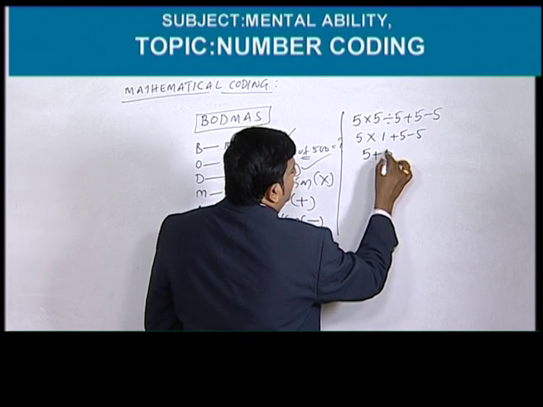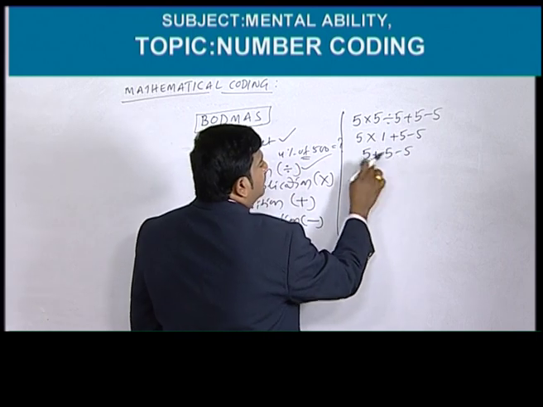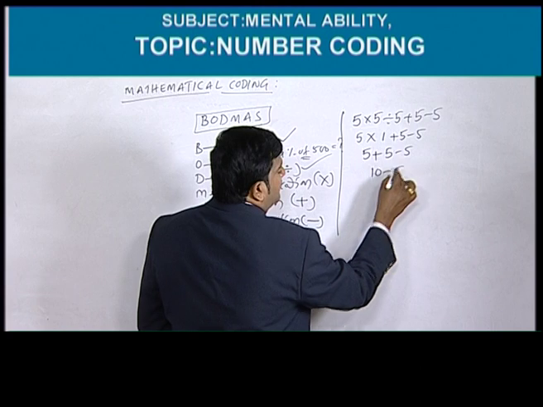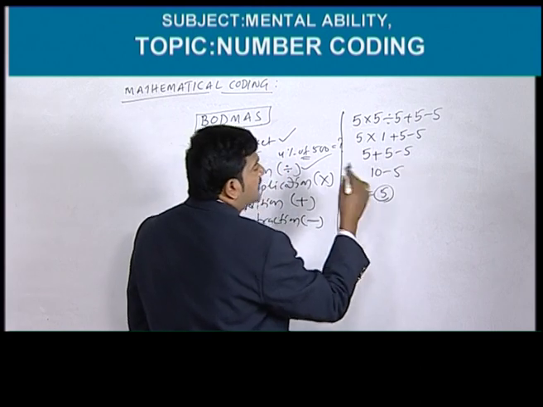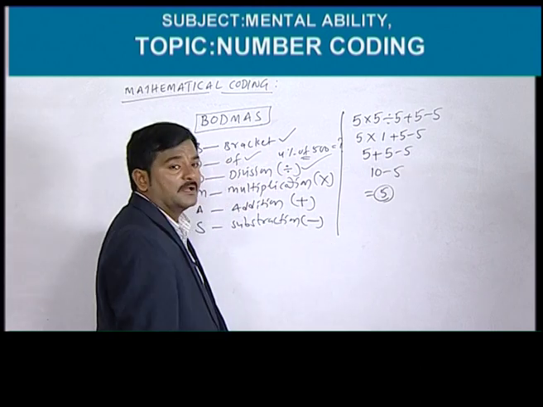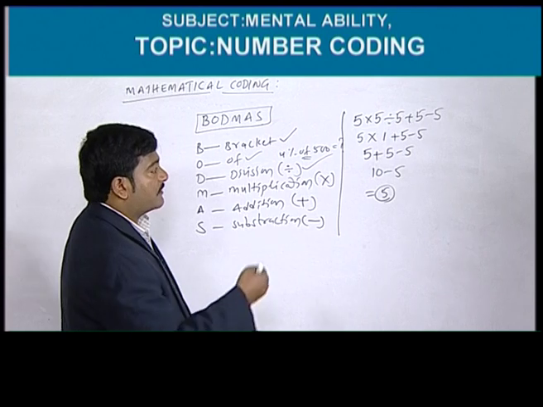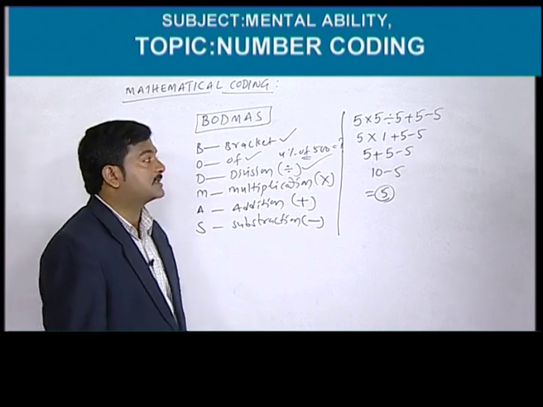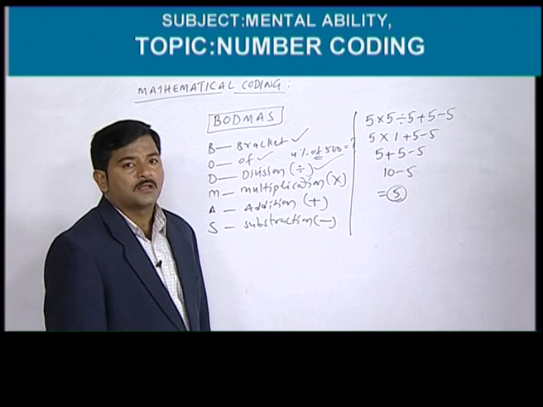Finished. Then plus 5 minus 5. 5 plus 5 how much? 10. 10 minus 5 means how much? 5. Hence the simplified value of that is 5. That we did by using the concept of what? BODMAS rule. Okay, I hope you enjoyed this.